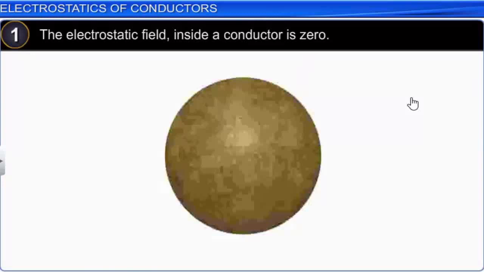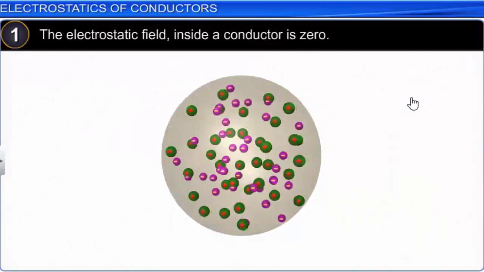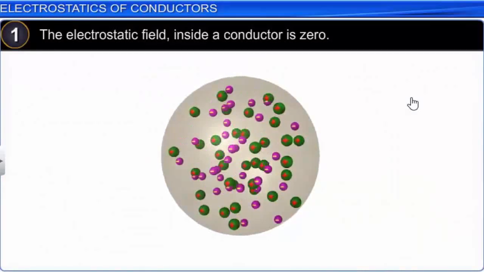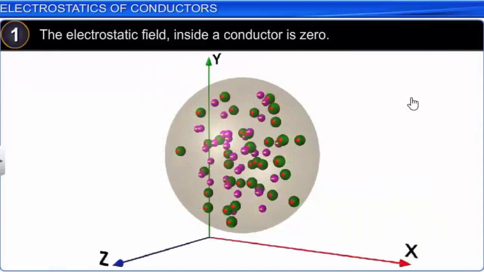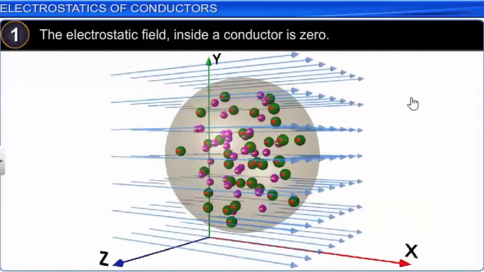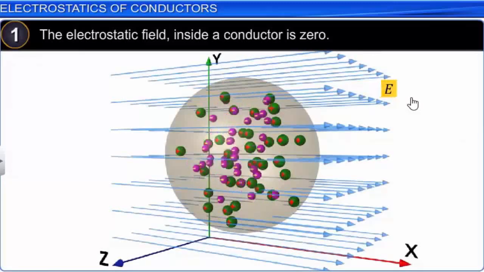One, electric field inside a conductor is zero. Consider a conductor whose free electrons are distributed uniformly throughout. Let us now place this conductor in a uniform external electric field of strength E directed towards the positive x-axis.